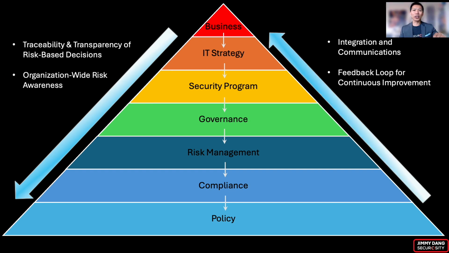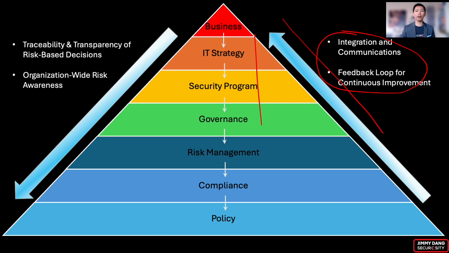The second component here is the integration, communication, and feedback loop. Now, going up this pyramid, it is essential that all levels are tightly integrated and there is cohesive communication at every level here. This ensures that the entire organization works in unison towards common objectives.